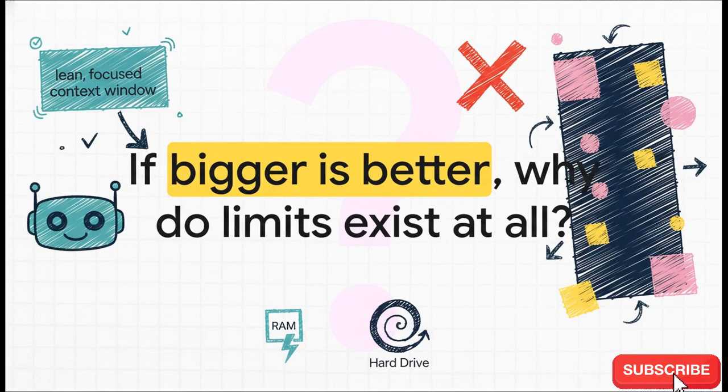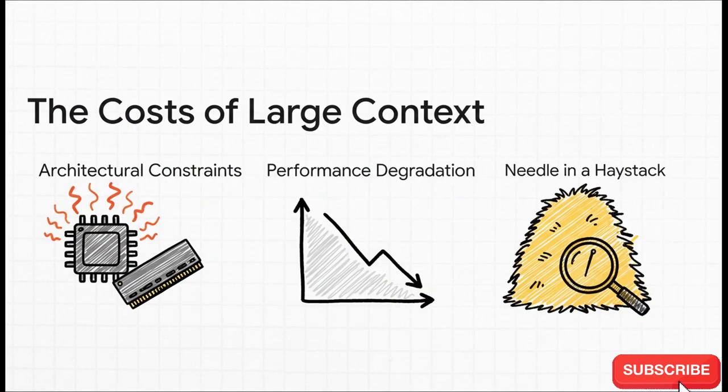So you're probably thinking, okay, easy, problem solved. I'll just use the model with the biggest window. But it is not that simple. I mean, think about it. If bigger was always better, why would these limits even exist in the first place? Well, it turns out there are some serious hidden costs. For one, there are the architectural constraints. More context needs more memory, more processing power, and that gets expensive fast.